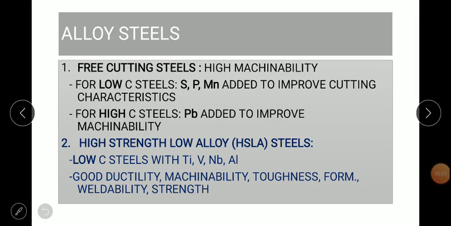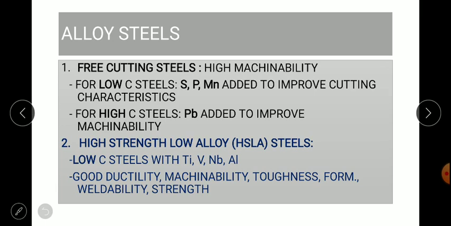Hello friends, in the last session we discussed the effects of alloying elements and how they react, what type of solid solutions or compounds are formed, and which physical properties are changed due to the addition of which type of element. Now in today's session we'll continue with the classification of alloy steels and their properties.